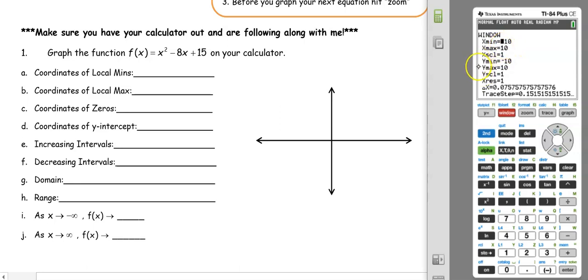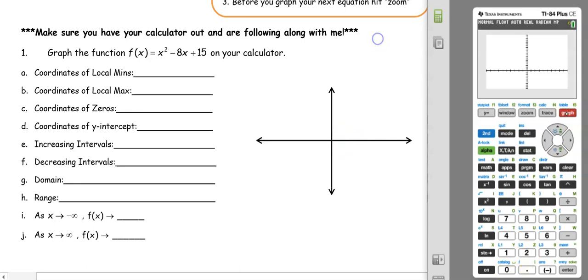My y values move my graph up and down. So if I change my y min, it's going to go down. If I change my y max, it's going to go up. I want to move my graph up so I can see that y-axis, or the y-intercept. So I'm going to change it to 20. Sometimes it's just a guess and check. Try something out. If it doesn't work, try again.